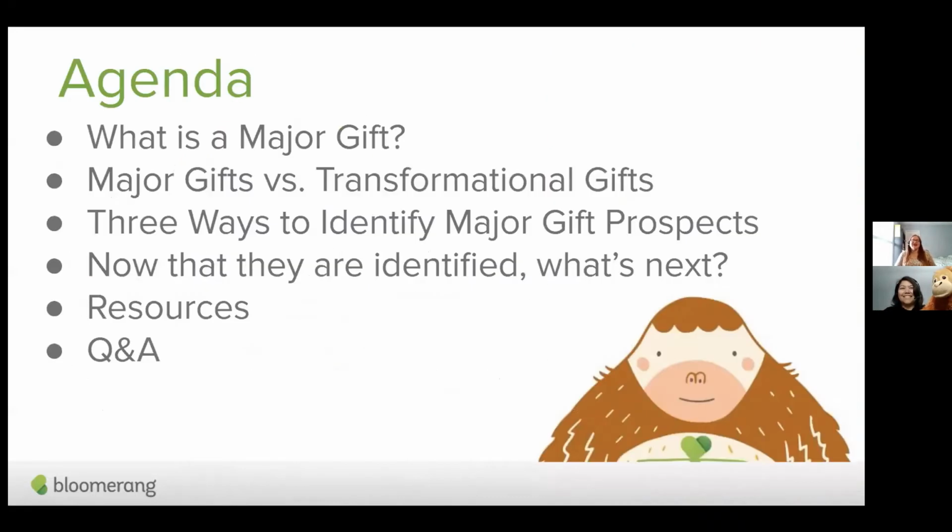Perfect. All right. So the agenda today is pretty simple. We're going to be building some reports in Bloomerang, but I wanted to really start at the basics. So what is a major gift? And then we're going to talk about the difference between major gifts and transformational gifts. We will also talk about three main ways to identify major gift prospects. There are, of course, other ways, but if you are really just getting started and you need to start somewhere, this is a great place to start with those three. And then what's next.